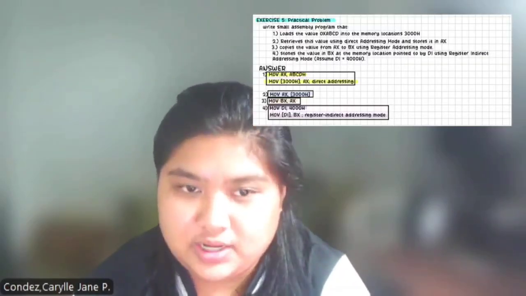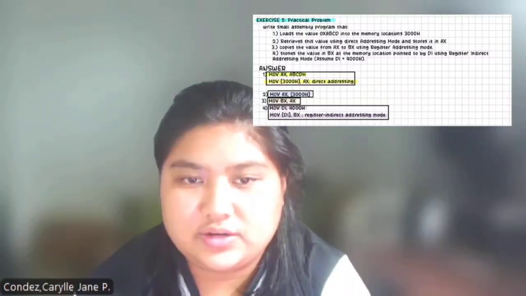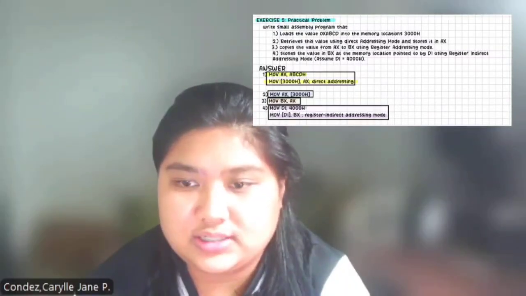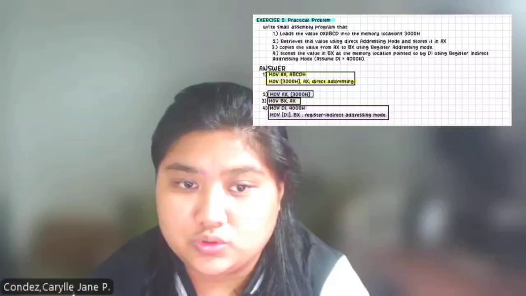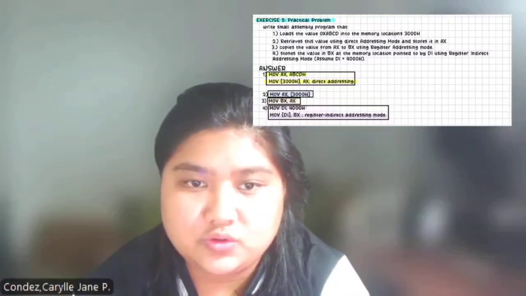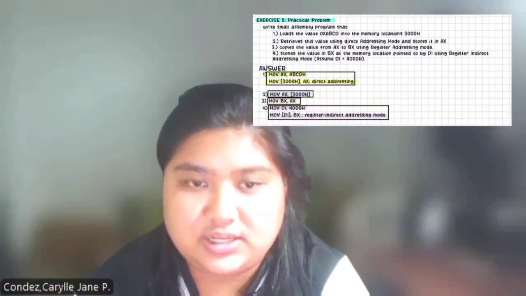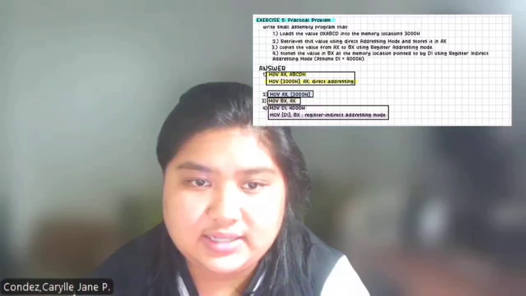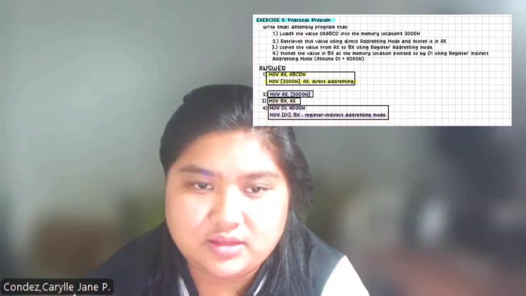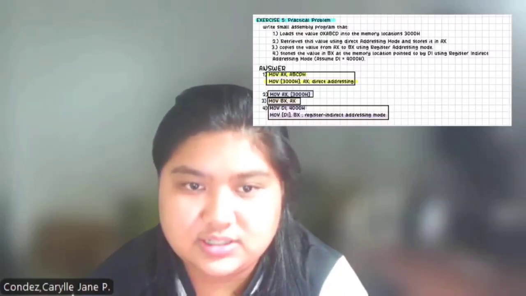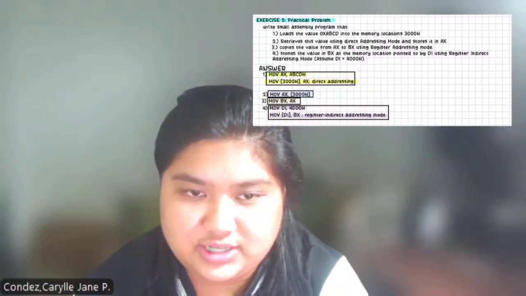So for exercise number 5, practical problem. So this exercise requires writing a small program that uses different addressing modes. So step 1, load value into memory 3000H. So move AX, ABCDH. So move open close bracket 3000H, AX. So the second line uses direct addressing.